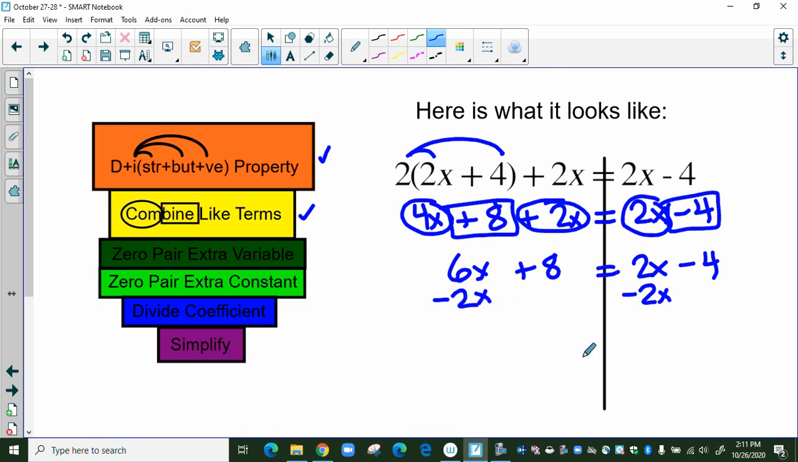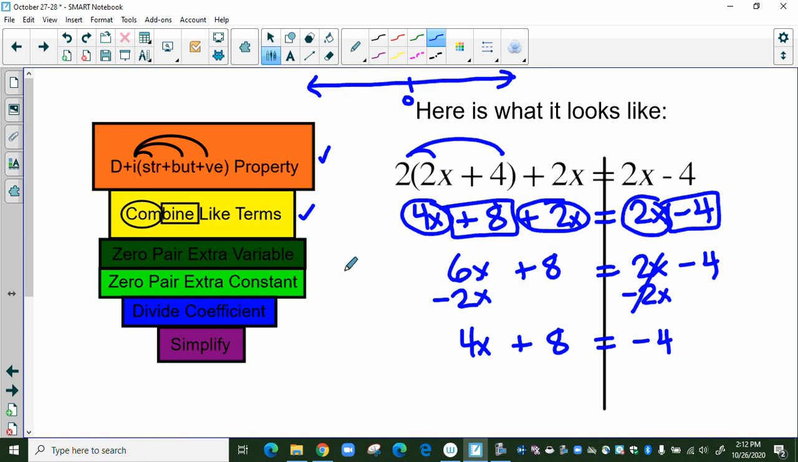It is your choice, but if you like working with positive numbers instead of negative numbers, you should always zero pair the smaller one. So thinking about a number line, which one is smaller, 2 or 6? 2 is smaller, so zero pair the 2x. What's going to happen is over here, when you do your math, 6x minus 2x, you're going to get a positive x. If you zero pair the larger one, you would end up with a negative, okay?